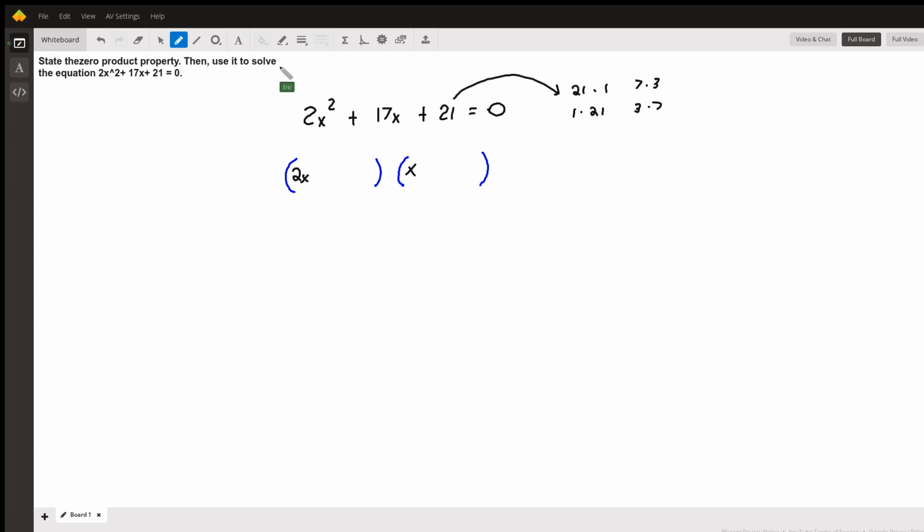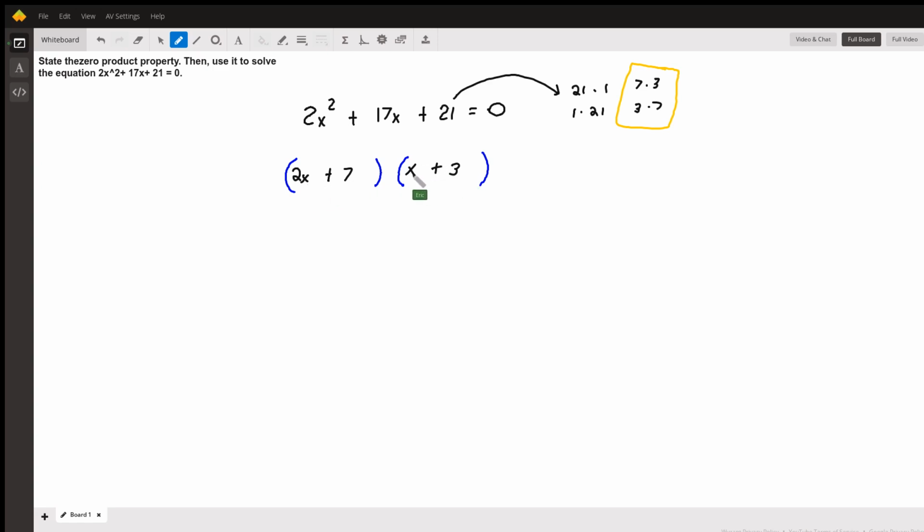So when you're factoring this trinomial, most of the time you're going to go for the factors that are less extreme, meaning a little closer together. So 7 and 3 look like a pretty good idea to go for first. Let's try it. Do 7 and 3 work? Well, 2x plus 7 times x plus 3.